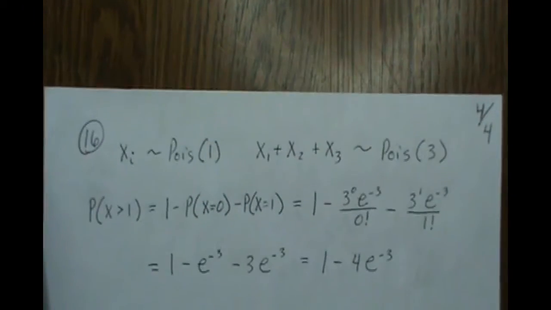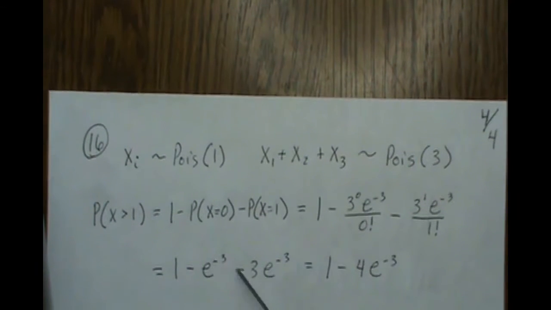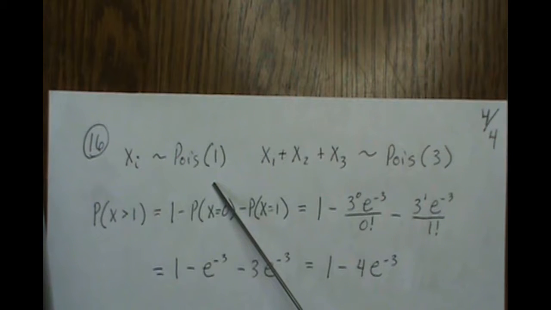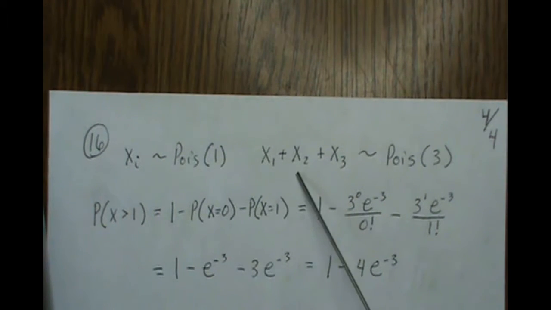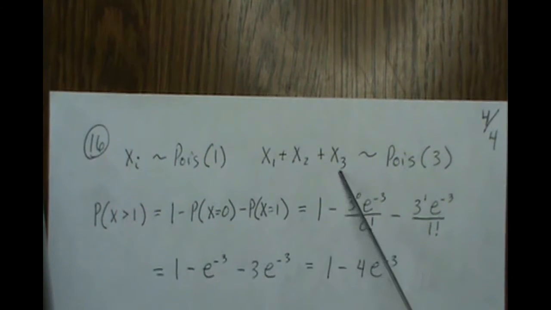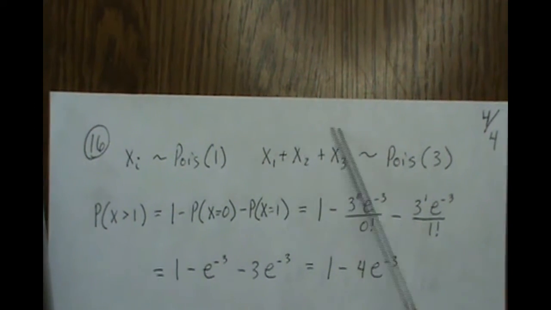Number 16. We're given that we have a Poisson process of 1 error per 10 seconds. We want to look at 3 10-second spots, or half a minute. So that means this combined is Poisson 3.